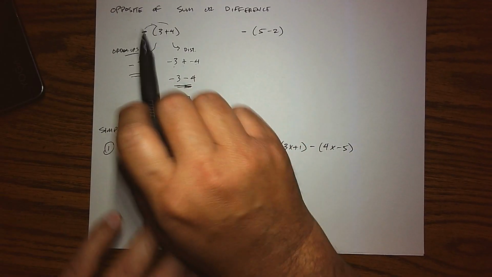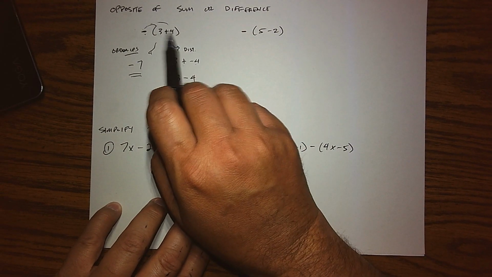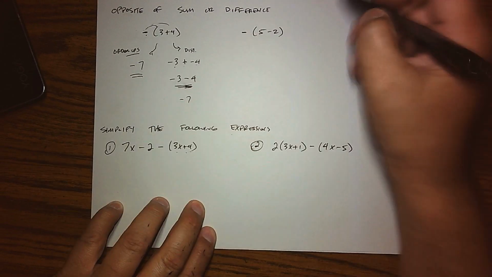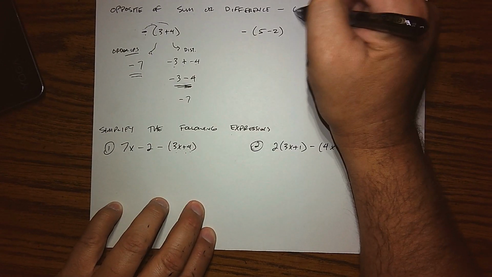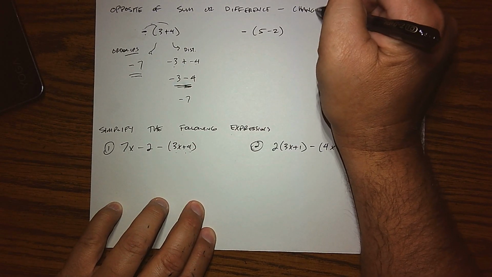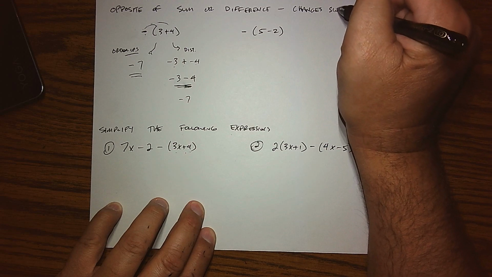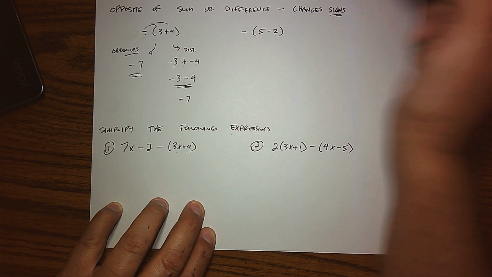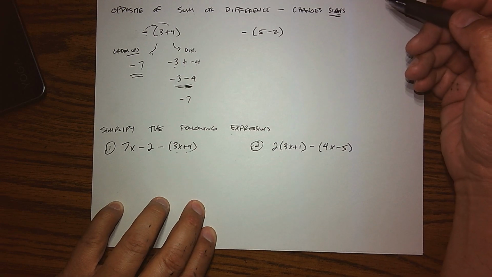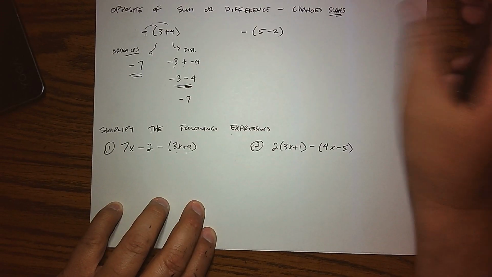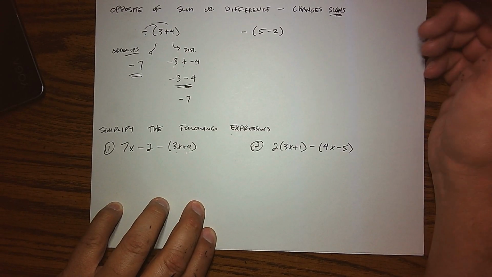So the idea basically is we're distributing the negative, changing all the signs behind it. So essentially, when you do this, it changes signs. And that should be no surprise because that's what an opposite does. Remember back in the day, an opposite: same absolute value, but different sign. So that's what's going on.